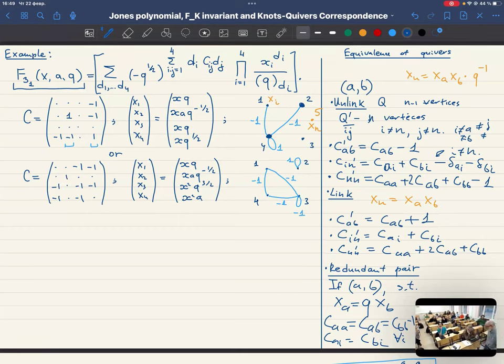And so there is an exercise which says that we can indeed obtain the second matrix from the first one. And what we need to do is, first we need to take 2 and 4 vertices and link them. Then 1 and 3.